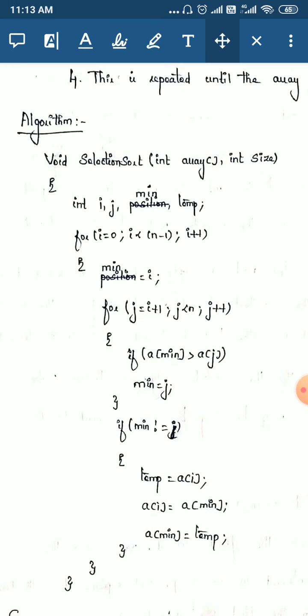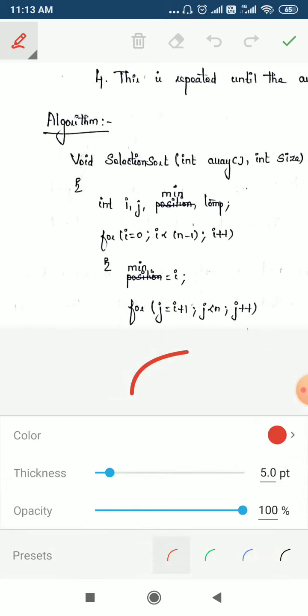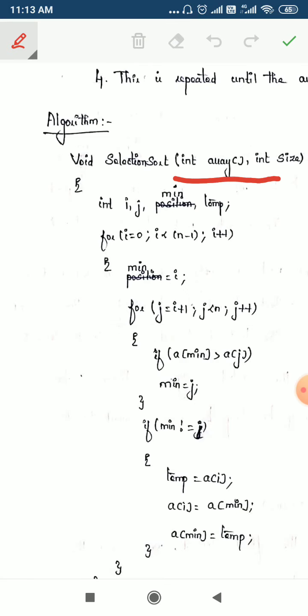So here I am using the array name as int array, and the size as int size, right? So here we are having two arguments. The algorithm gives it as position, but we are going to point out the minimum value there, so I am using it as a min variable, right? We have to declare the necessary variables for this function selection sort.